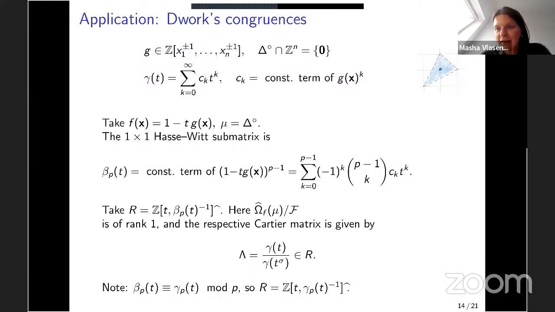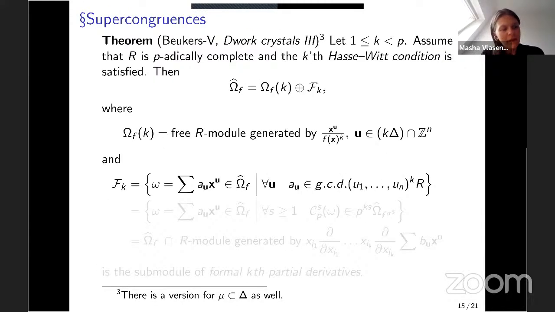Okay, and after showing congruences and their cohomological proofs, I want to switch to a topic of supercongruences. To explain this, I start with a generalization of the key theorem, which was shown in the first part of the talk. This is a theorem about the quotient by formal derivatives. So now we have the following generalization.